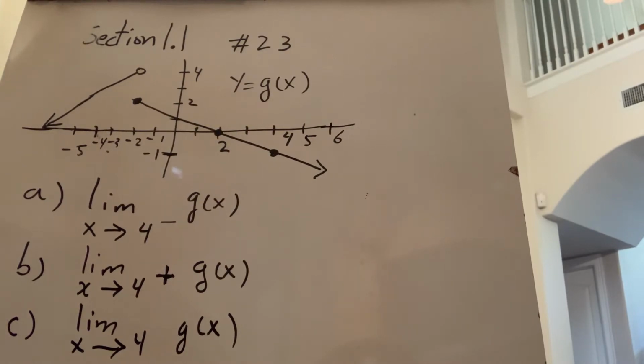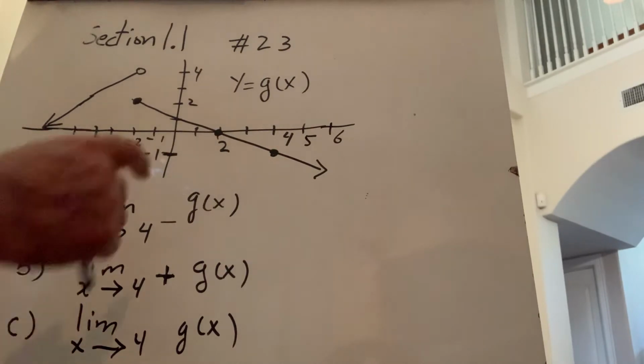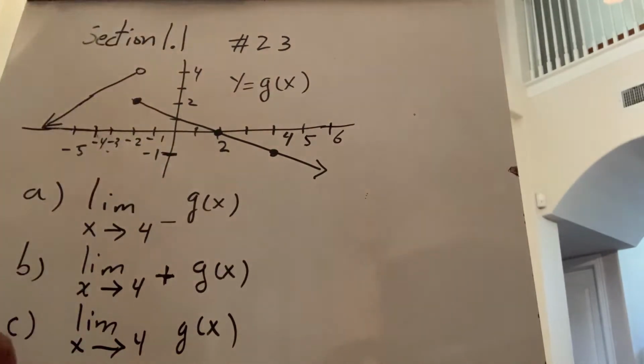Let me start with the first one. If it gets too long on this video, I'll make another one for the next one, okay? So it's problem number 23 on section 1.1. We are asked to find the following limits. There are three parts, A, B, C, and then of course the graph of the function is provided.